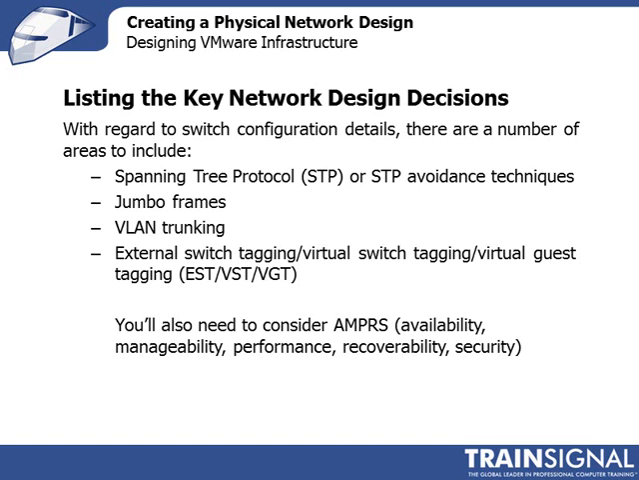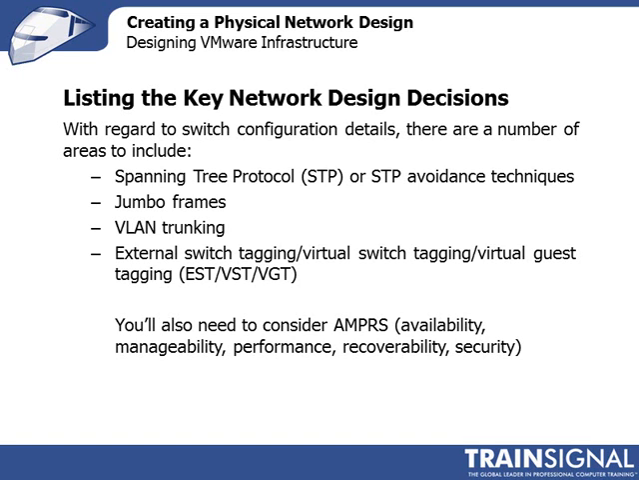Jumbo frames are often used to help reduce the amount of overhead in the network by allowing the network to transmit larger frames up to 9,000 bytes versus the standard 1,500. So if you are going to use jumbo frames, be sure to specify that information and be sure that you have specified the use of jumbo frames at all appropriate levels.